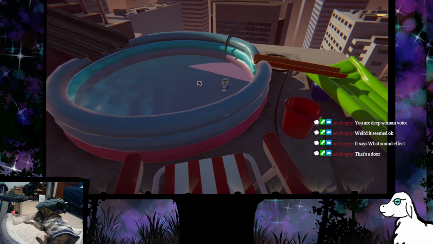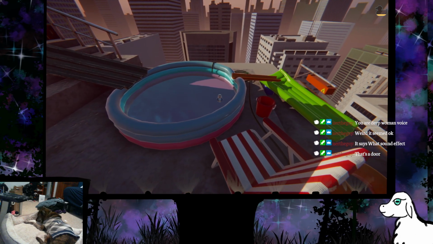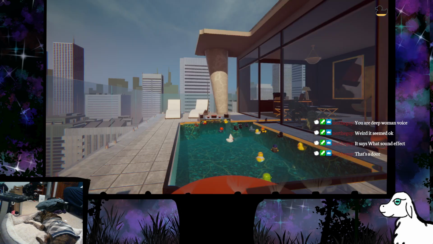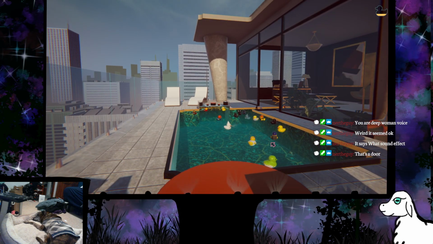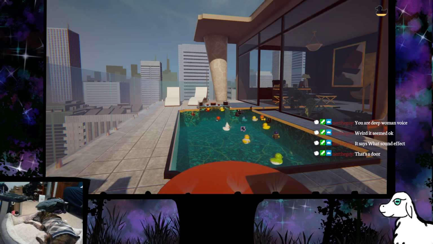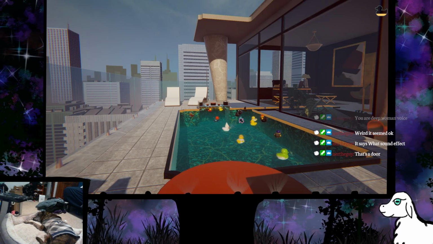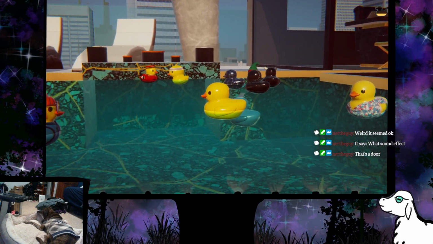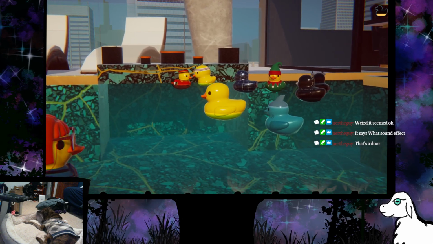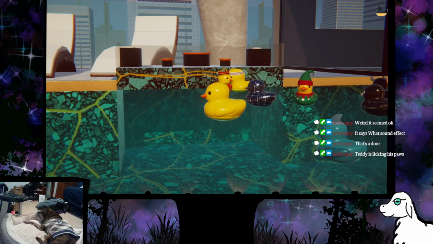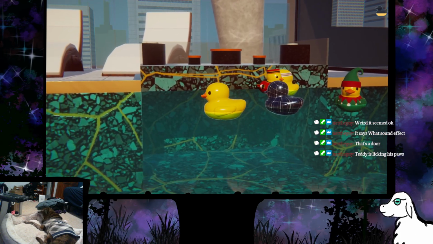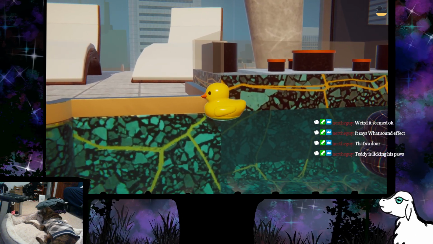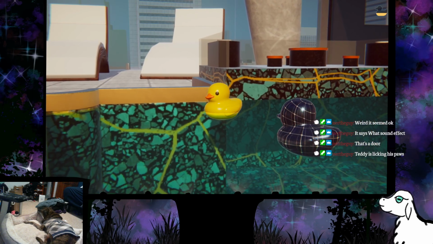Where are we? Here we go. Look at all these ducks. Ducks. Because ducks. Yep, Teddy is licking his paws. You're so worried, baby bear. No, he's licking his bed, but yes. He's so worried, the baby bear. Such a worry baby bear.